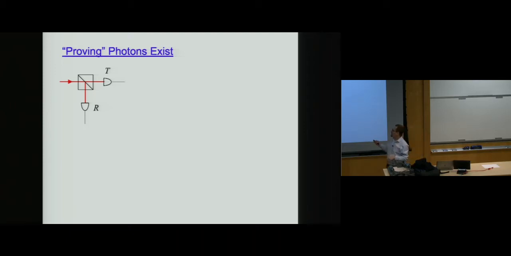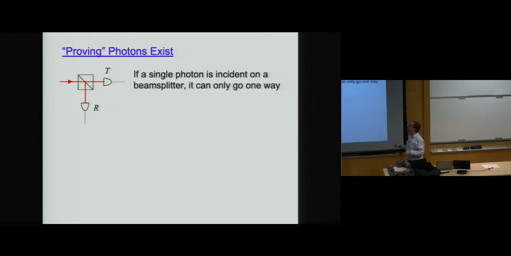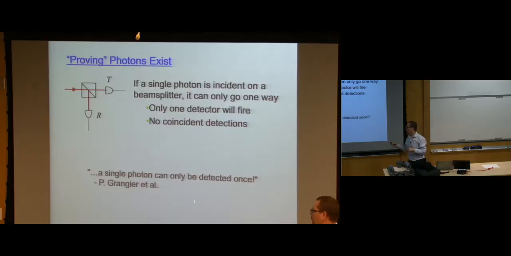So the idea here is, you take a single photon, you send it onto a beam splitter. I can detect it here at T. I can detect it here at R. But I can't do both, right? A single photon can get detected at one or the other, not both. And in particular, if I have a regular stream of photons, I should never see coincidences between those two detectors, okay? And in the words of Philippe Grangier, who was the first person to do this experiment back in the 80s, a single photon can only be detected once. That's what we mean by a photon.